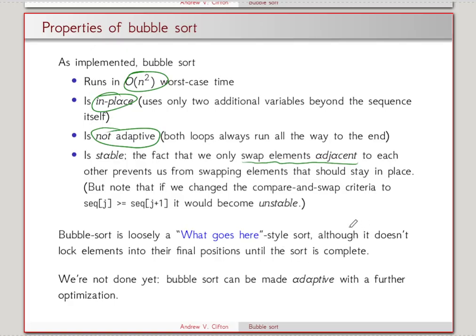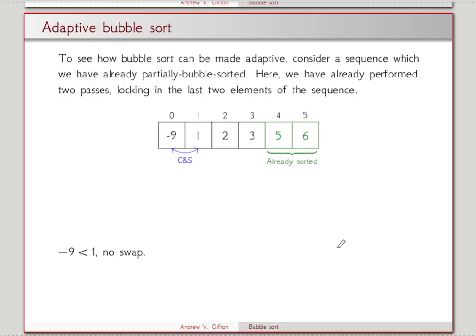We're not quite done yet though. We can make this adaptive with a little bit of optimization. So let's look at this situation here. Let's say that I have a setup like this. I've already done 2 compare and swaps and placed the 5 and the 6 here like that.